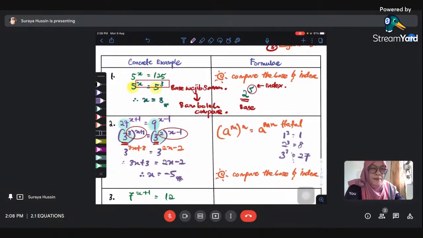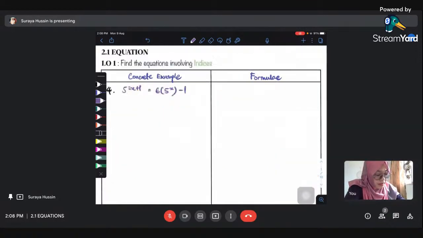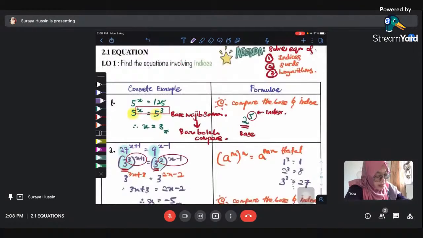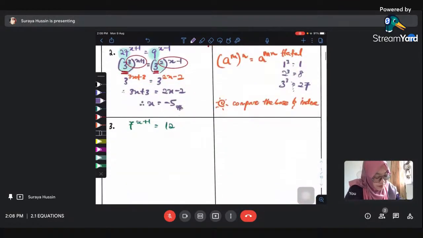Just remember, inilah yang paling mudah sekali dalam indices. Untuk menyelesaikan indices adalah hanya mengcomparekan base, make sure base sama, barulah boleh compare power dia, compare the index. Okay, as easy as that. Oops, let's go to the third equation.